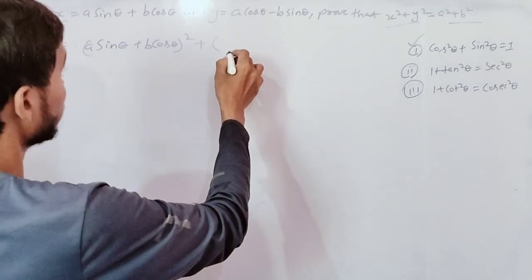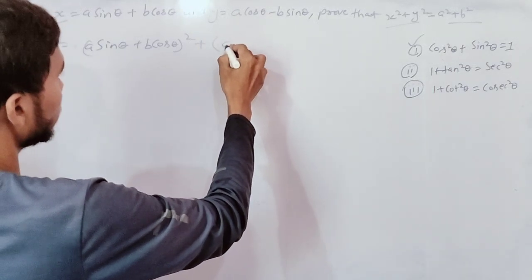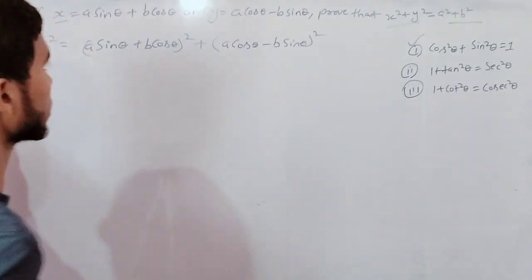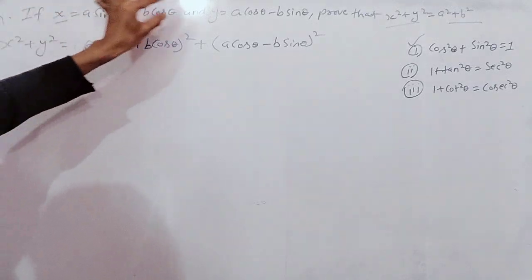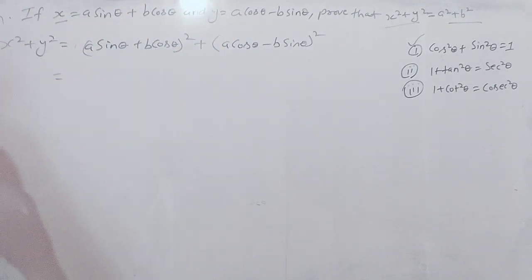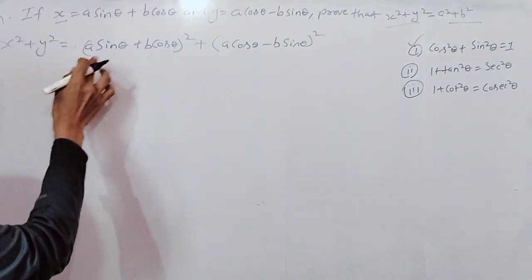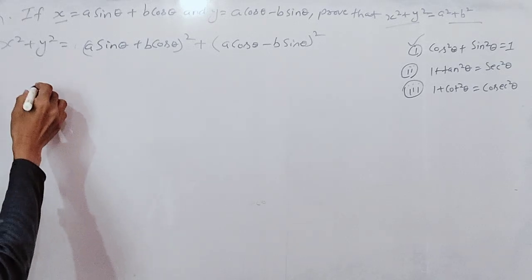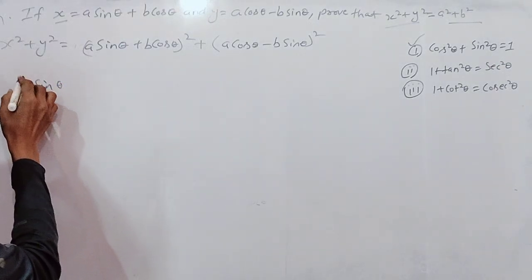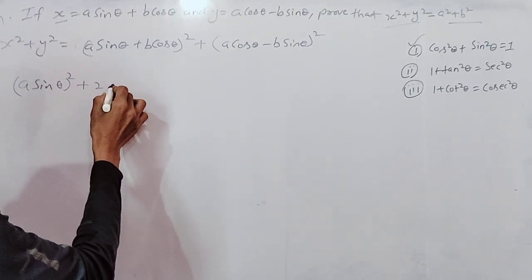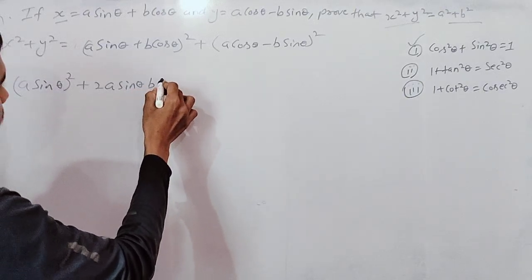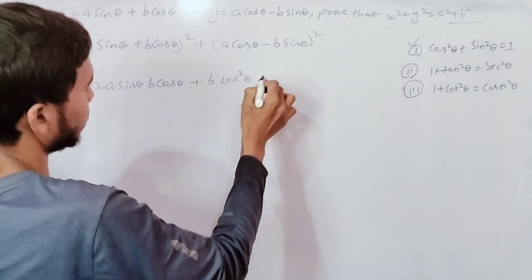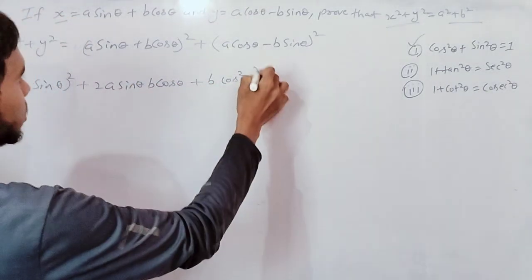Okay. Now here, b sin theta, this is in square. Okay, we have substituted the value of x and the value of y. That's it. Now next, we know that this is (a plus b) square, isn't it? So (a sin theta) square plus 2a sin theta into b cos theta, what else? (b cos theta) square.